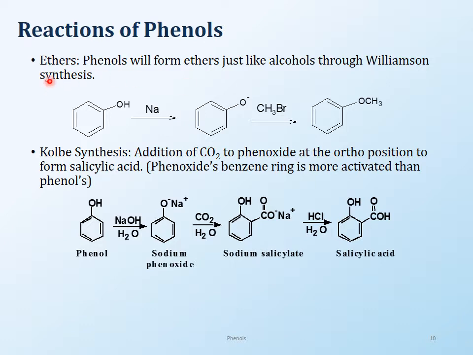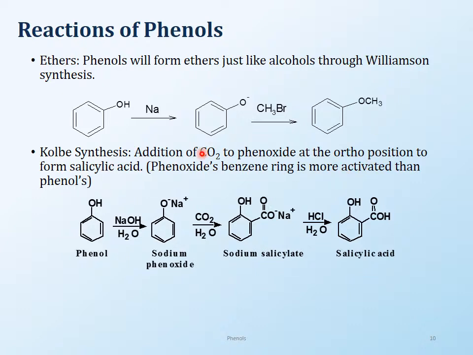Ethers, as you know how to make before also, you take an alcohol, you make an alkoxide out of it. In this case, it's a phenoxide, and then you treat that with any kind of a substrate with a leaving group, and you get a normal SN2 reaction, and you form an ether. This is anisole, or methyl phenyl ether. And so you can form ethers.